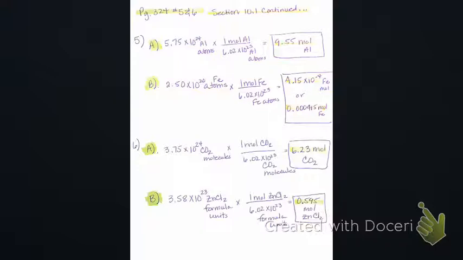Now, for letter A, 5.75. So here we're going from particles to moles, okay? So we're doing just the opposite of what we were just a moment ago. Same basic principle. We're just going from particles to moles. So we still set it up the same. We want our atoms to cancel, so those go in the bottom. We want to be left with moles, okay? So we want that to go on top. We do the math. We want 3 sig figs, so we want 9.55 moles of aluminum.